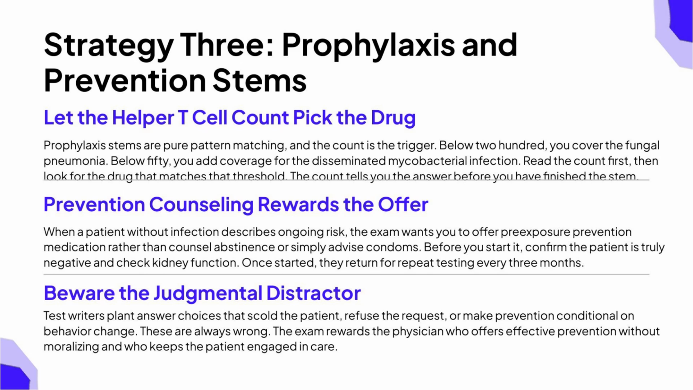Prevention counseling works differently. When a patient without the infection describes ongoing risk, the exam wants you to offer pre-exposure prevention medication rather than counsel abstinence or advise condoms. Confirm the patient is truly negative, check kidney function, then plan repeat testing every 3 months. And beware the judgmental distractor. Choices that scold the patient, refuse the request, or make prevention conditional on behavior change are always wrong.